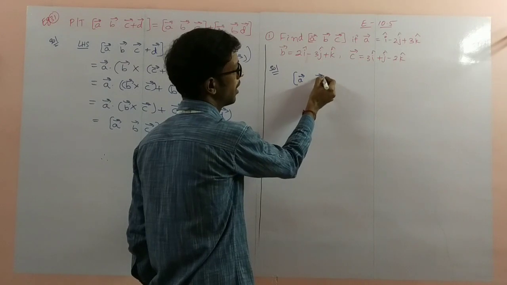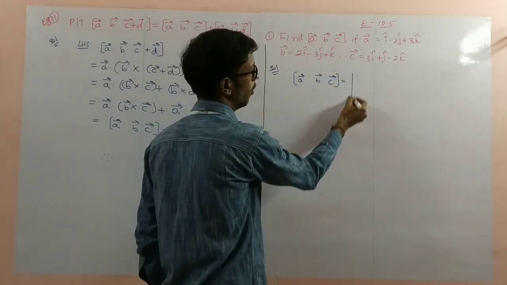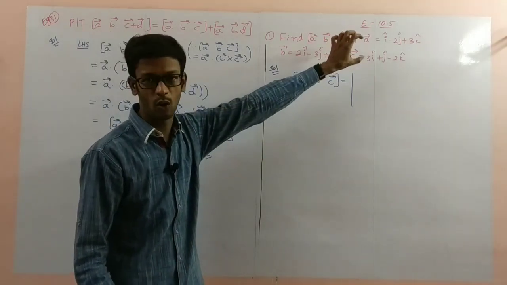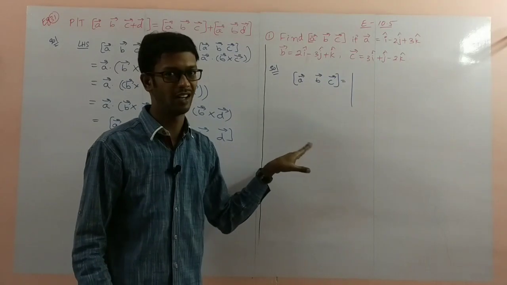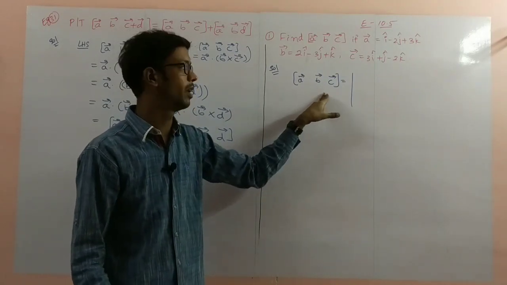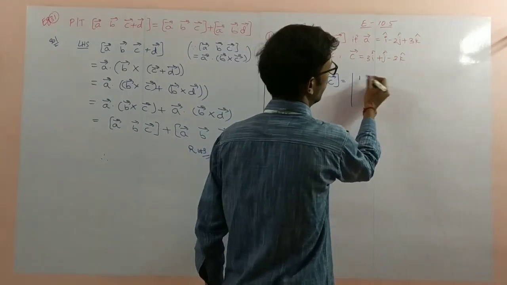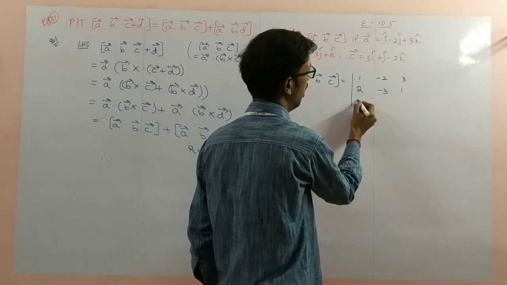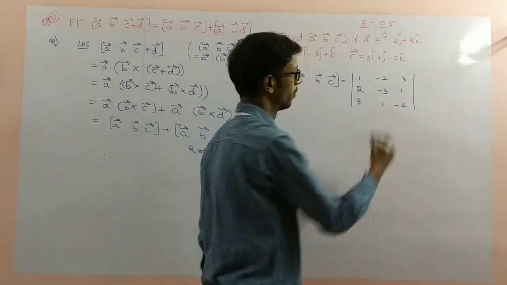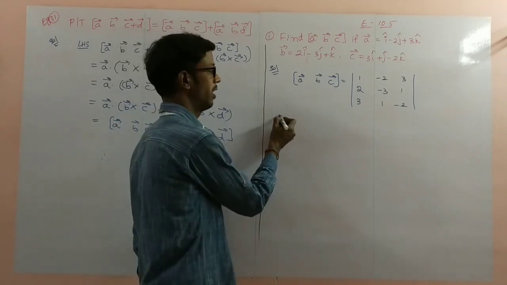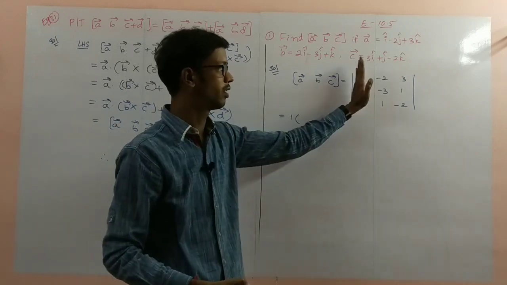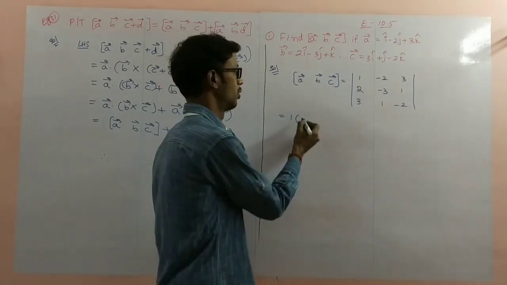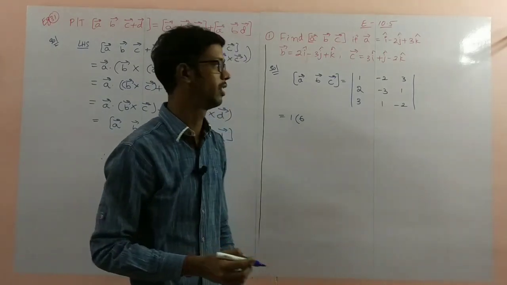Box of A bar, B bar, C bar equal to the determinant of coefficients. First of all, you have to write the given vectors, mentioned clearly. After that, box of A bar, B bar, C bar equals the determinant with rows 1, minus 2, 3; 2, minus 3, 1; 3, 1, minus 2. Now you have to make the simplification here. 1 into, closing the first row and first column, cross multiply: minus 3 into minus 2. Minus 3 into minus 2 is 6.